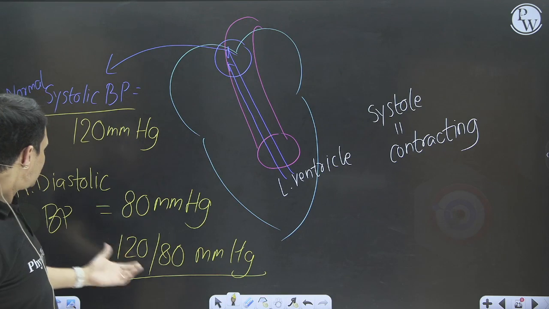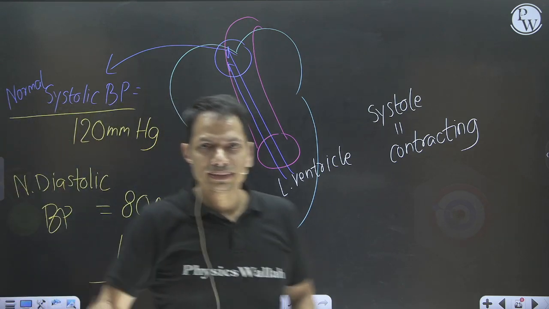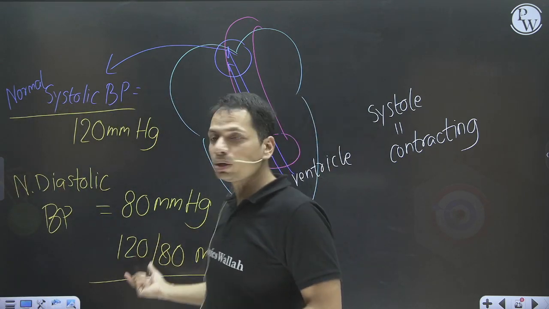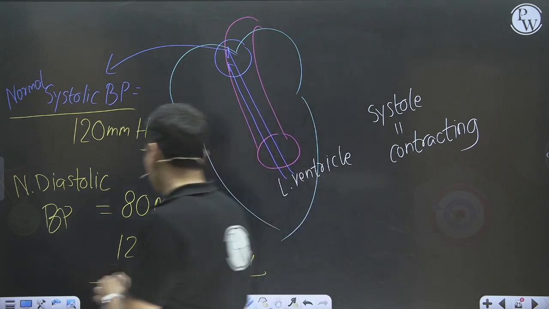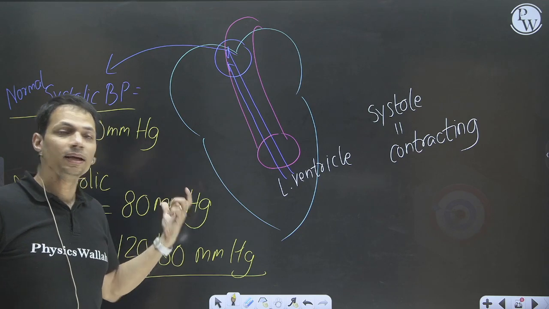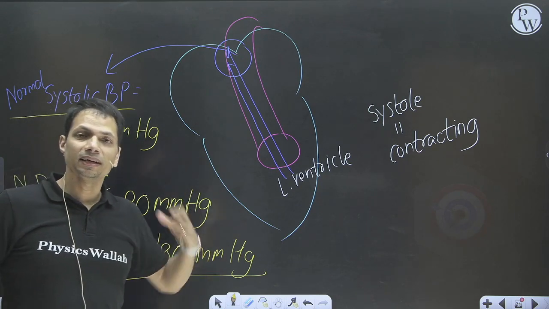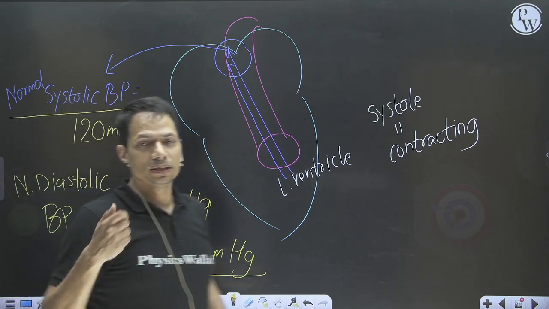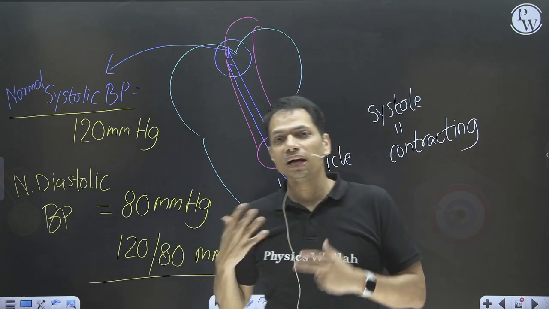Anyway, if you are showing consistent high blood pressure, that means instead of 120, this is called the systolic blood pressure. If your systolic blood pressure is always coming 150 and up, and your diastolic blood pressure is coming 90 and up, that means you have hypertension, right?